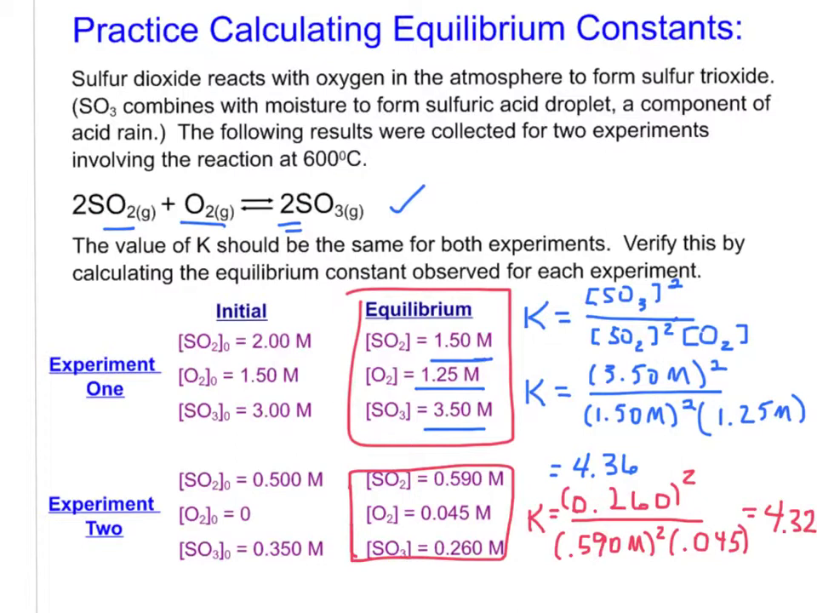So here I have, go ahead and circle these, my K value for the first experiment and the equilibrium constant for the second experiment. Due to rounding off and experimental error, they are slightly off, but they are nearly identical, and they are the same for all practical purposes because K is a constant. So we just verified that the equilibrium constant is indeed constant.